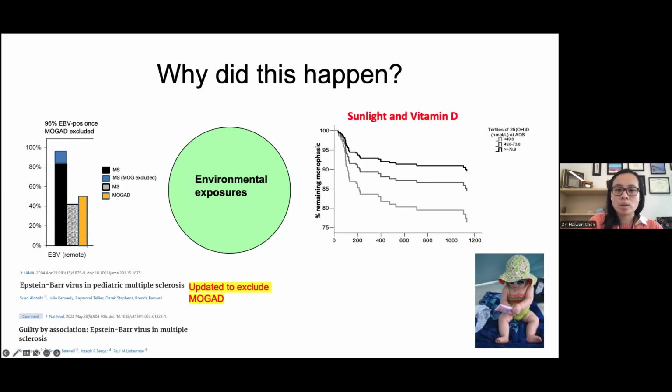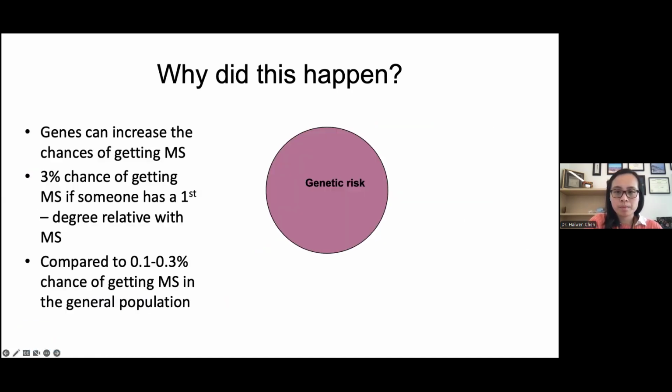So this is a graph where on the y-axis, you have a percent of patients without relapse, and the x-axis is time. And different shades of these lines define different levels of vitamin D. So the darker lines are higher levels and the lighter lines are lower levels. And so lower vitamin D, as you can see, was associated with more relapses over time.